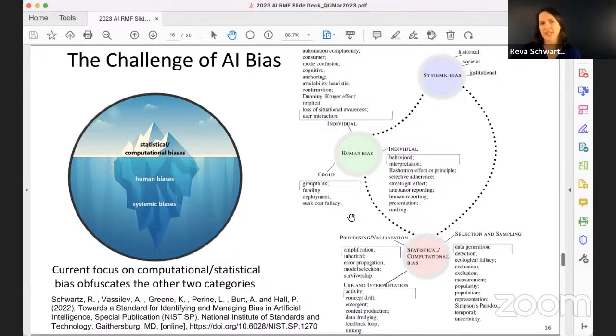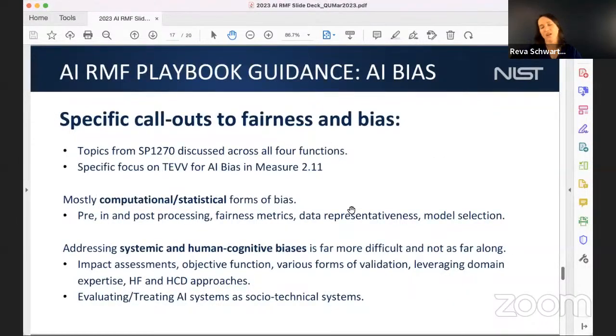And what we tried to get across, common themes to the framework, is that we have to think beyond the AI pipeline. Yes, biases exist within the data, and they exist within the models underlying AI, but there are many other sources of bias that can influence AI systems. These are systemic biases and human biases. And so how can we use the AI risk management framework to address all three of these categories of bias? So we have specific call outs to fairness and bias in the playbook specifically. There are topics from SP 1270 discussed across all 4 functions in the playbook. And we have a specific focus on test and evaluation in measure 2.11 for fairness and bias.